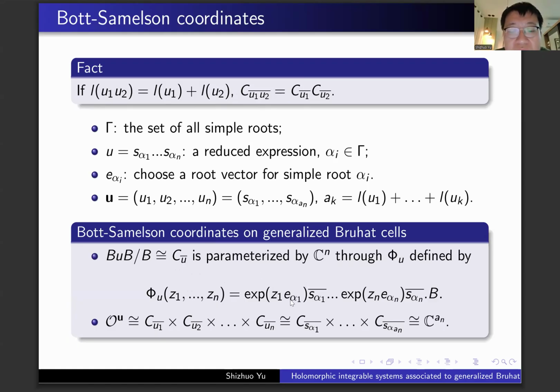parameterizations. In this way, it means that actually each C_{s_i} can be written as an exponential map of z_i times the positive root vector e_{alpha_i}, twisted by the simple reflection s_{alpha_i}. And if we multiply these building blocks together, we can give the parameterizations of the Bruhat cells or the generalized Bruhat cells.